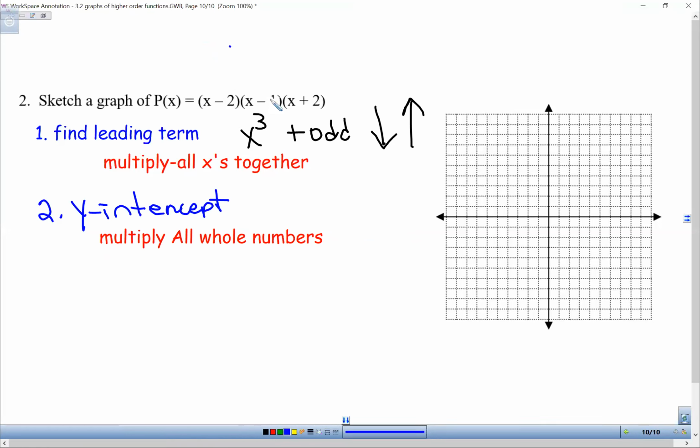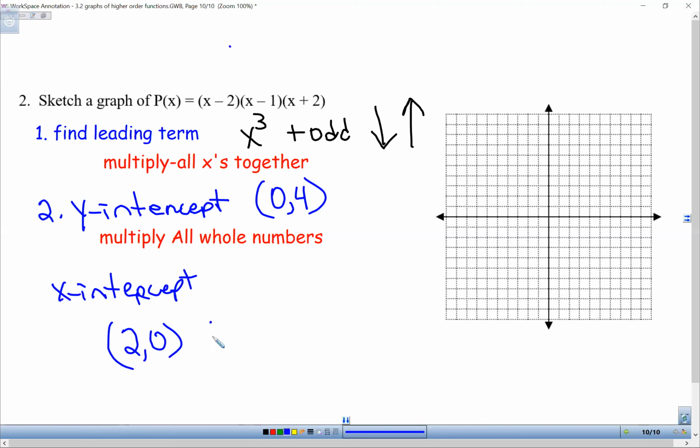So we got -2 times -1, that's 2, times +2 is 4. So our y-intercept is 4, so that's the point 0, 4. And then finally we can get our x-intercepts from our factors. So we've got an intercept at 2, 0, 1, 0, and -2, 0. And each of these only happen one time. That means they're all odd. So all three of these points, the graph is going to cross.